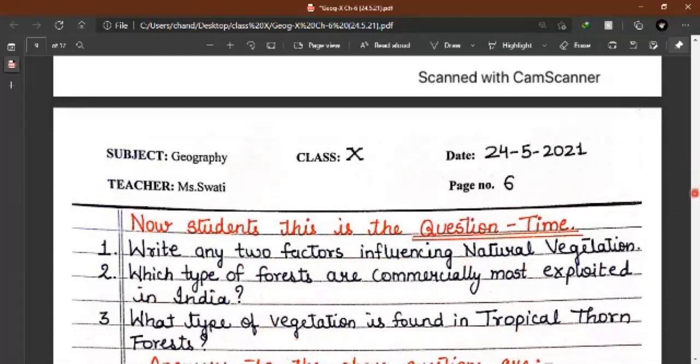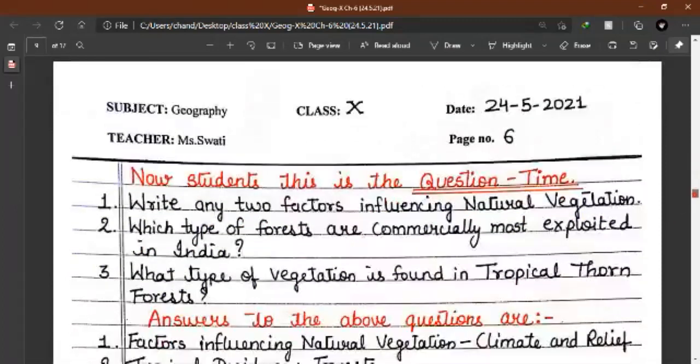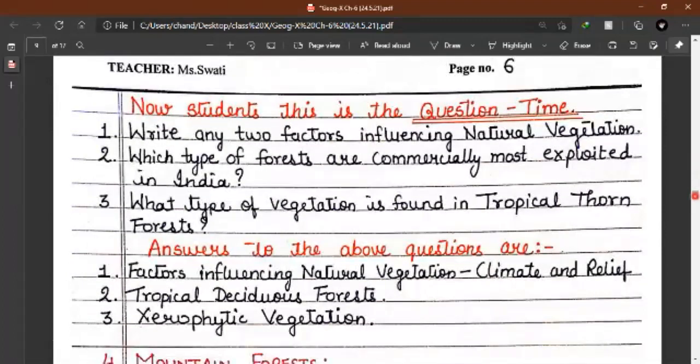Now the answers to these questions are: first, factors influencing natural vegetation are climate and relief. Second, tropical deciduous forest. And number 3, xerophytic vegetation.